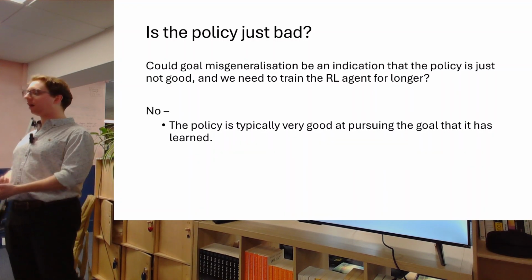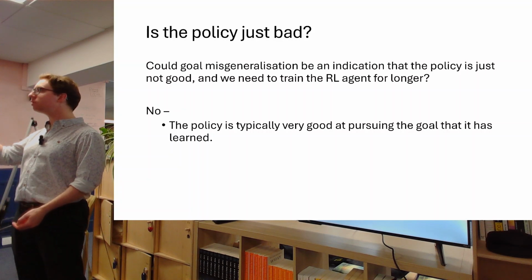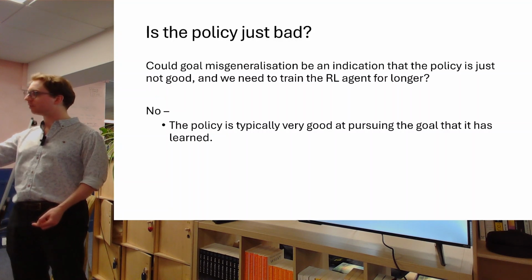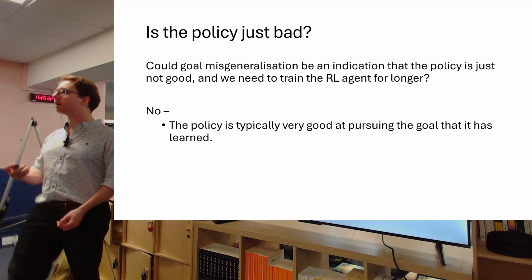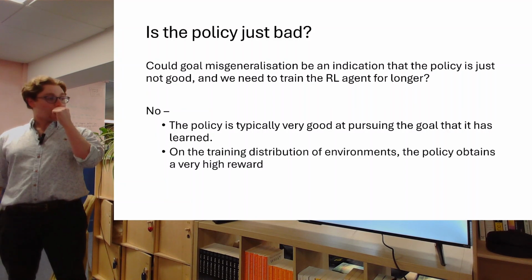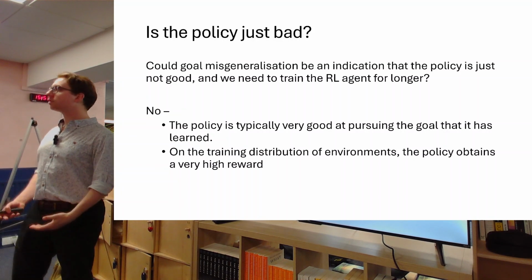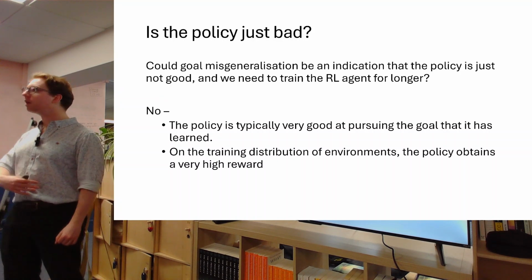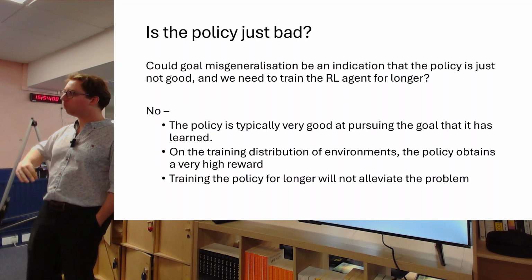So a feature of goal misgeneralization is that the agent very competently pursues the goal that it has misgeneralized to. So it very competently runs to the far side of the map or goes to the top left-hand corner of the maze. It has no trouble pursuing the goal that it has misgeneralized to learn. And also, on the training distribution of environments, the policy obtains a very high reward, right? So in the training distribution, there's nothing wrong with the policy. The policy is doing great. It always gets the coin. It always gets the cheese. And if you train for longer, you won't alleviate the problem.